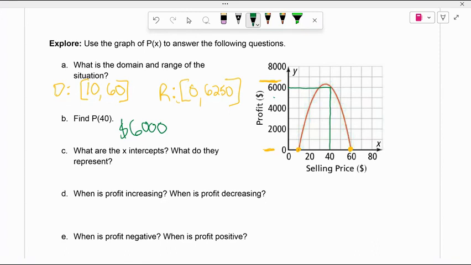What are the x-intercepts? Well, we got (10, 0) and (60, 0). What do they represent? Well, that's $10 selling price or $60 selling price, and the Y are both the same, the profit. So that's our break-even point, because we have no profit there, but we're not losing anything either. So these are our break-even points.